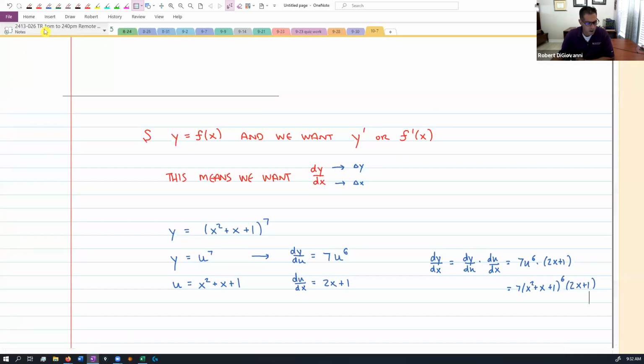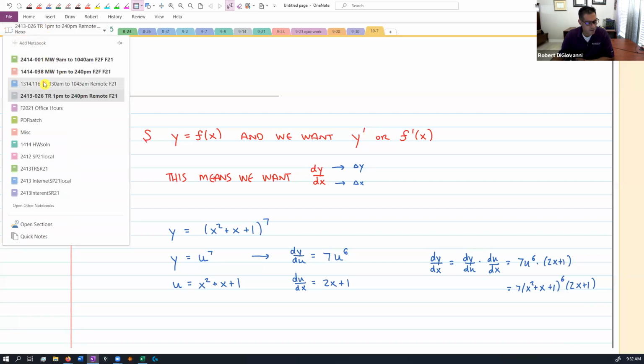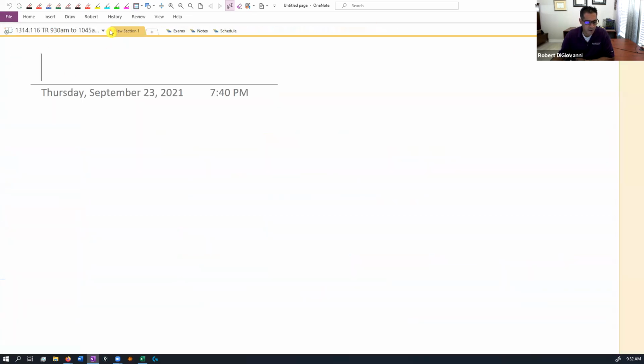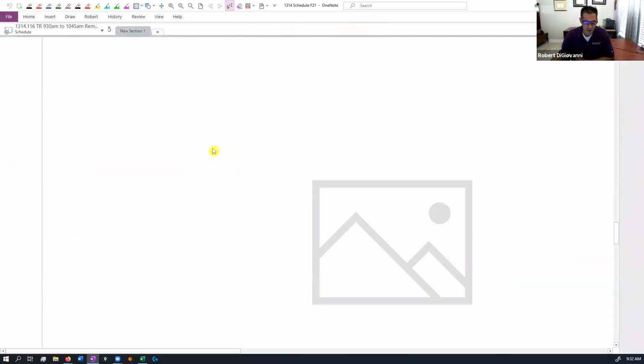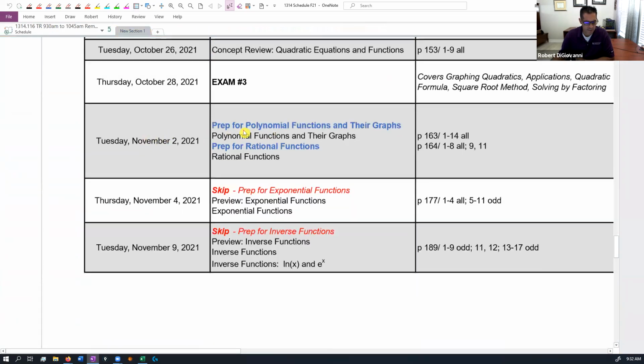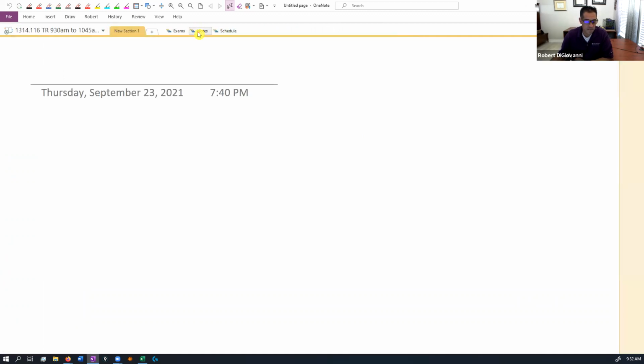Okay, all right, we are going to get into some new material today. On our schedule, what we're looking at is this. Again, we're doing things in a different order, but we're doing polynomial functions today and their graphs. And then we'll try and get into rational functions. It depends on how far we get, but we're going to be talking about polynomial functions.